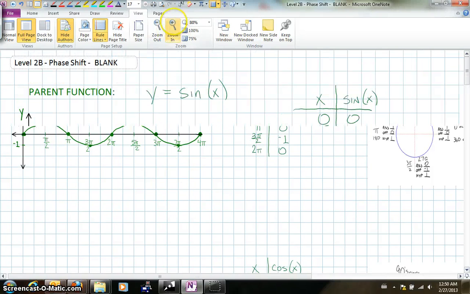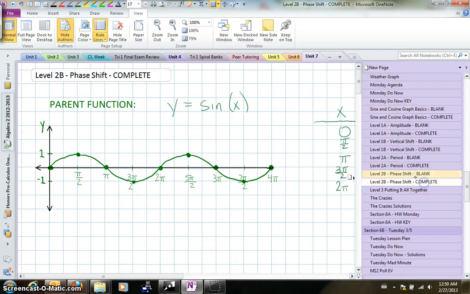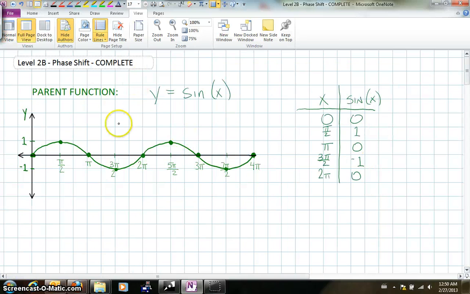In this video, we're going to discuss phase shift of a sine and a cosine graph. We're actually going to go to the next tab here. And a phase shift is really like a horizontal shift. But don't forget the basics.